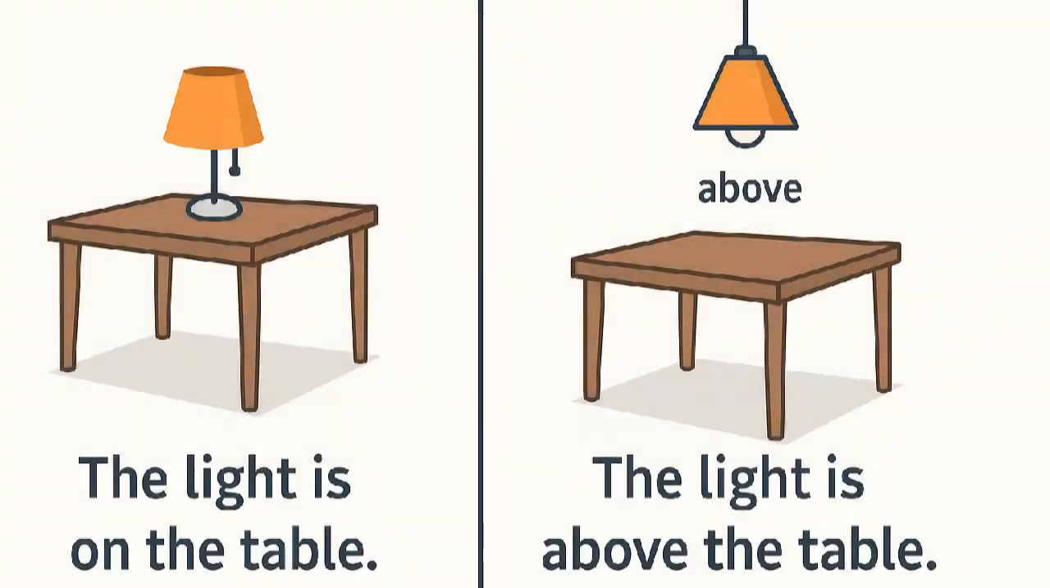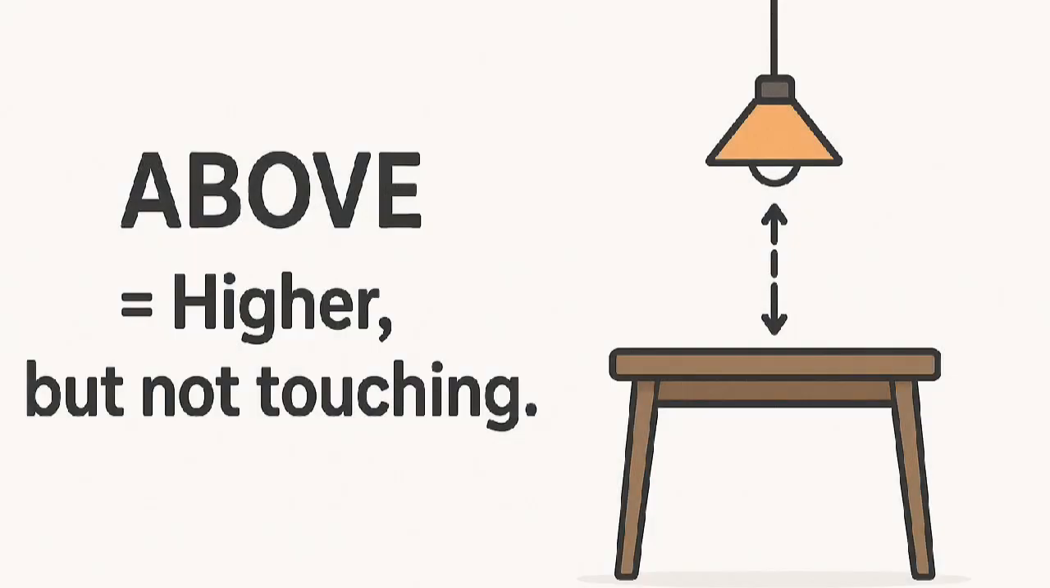A common mistake is saying on the table when you actually mean above the table. If something is not touching the surface, above is the correct preposition. Here's a simple way to remember it. Above always means higher without touching. If there is even a little space between the two objects, above is the right preposition.